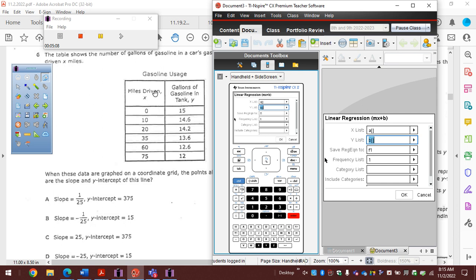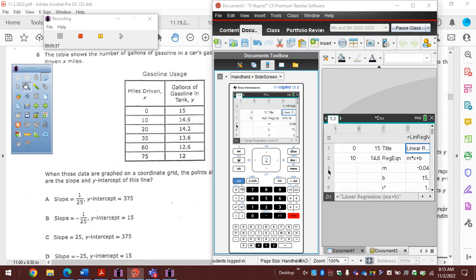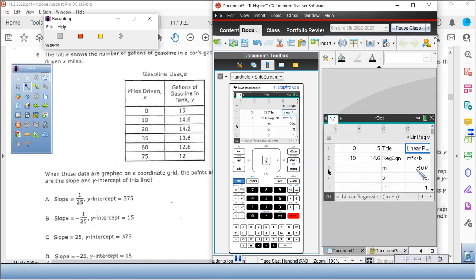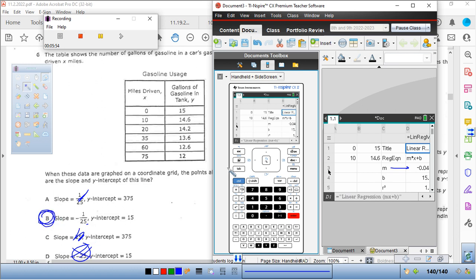Enter, enter. Now, this could be more work, but it's easy work if you think about it. Look, my slope is negative, so it can't be that one, and it can't be that one, right? My slope is definitely not negative 25, we could easily identify that. So that one's out. Final answer is B. That's how easy it is. And look at the y-intercept, which is 15. It all matches up pretty well.